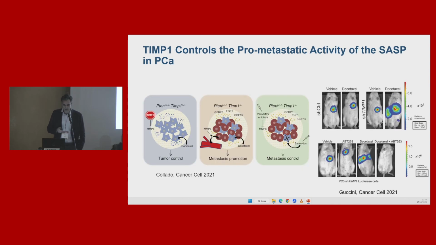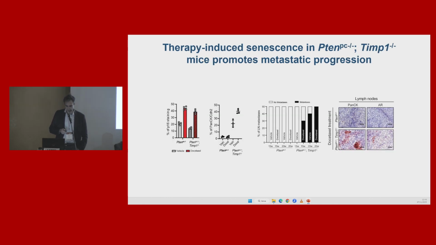And so my team has been one of the first to show in a transgenic mouse model that this is the case. Indeed, the accumulation of senescent cells in a transgenic mouse model characterized by loss of PTEN and TIMP1, which is a regulator of metalloproteinase, is able to initiate the process of metastasis formation. However, and this is very important, elimination of the senescent cells through senolytic therapy that is currently used in the clinic prevents metastatic spreading in this mouse model of prostate cancer.